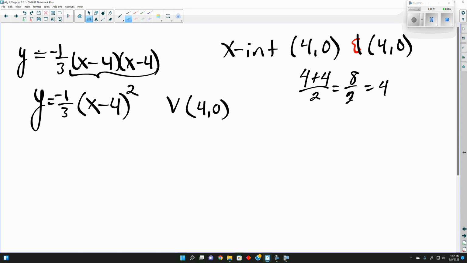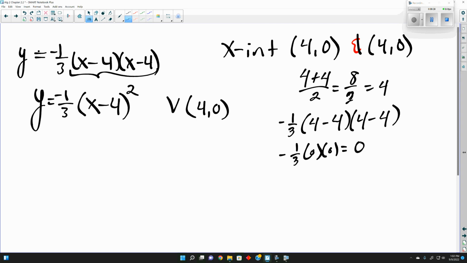If we plug it back in, negative 1/3 of 4 minus 4 times 4 minus 4. Negative 1/3 times 0 times, which we get here. So it still works, but it ends up being that the vertex and the axis of symmetry. So the axis of symmetry would be x equals 4, but the vertex and the x-intercepts are the same. Does that make sense?